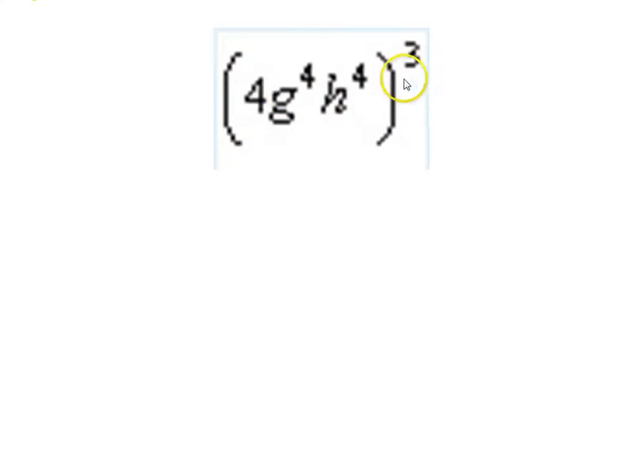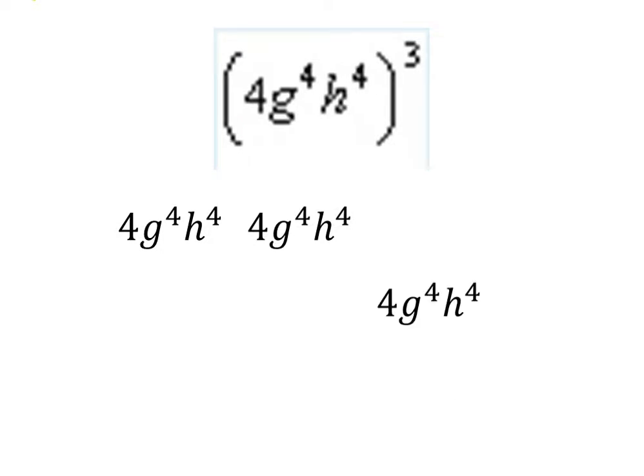So what this means, if we were to write this out, is it means 4g to the fourth, h to the fourth, times 4g to the fourth, h to the fourth, times 4g to the fourth, h to the fourth. We're multiplying what's inside the parentheses by itself 3 times because that is the exponent. So we have this long sentence here. This is written kind of expanded out a little bit. We have 3 4g h to the fourths.